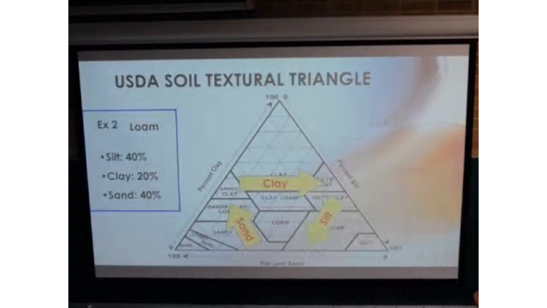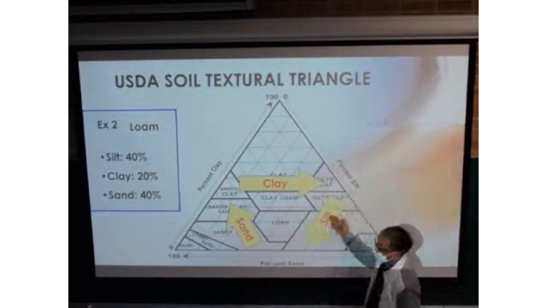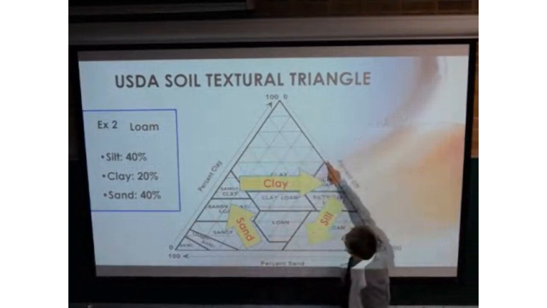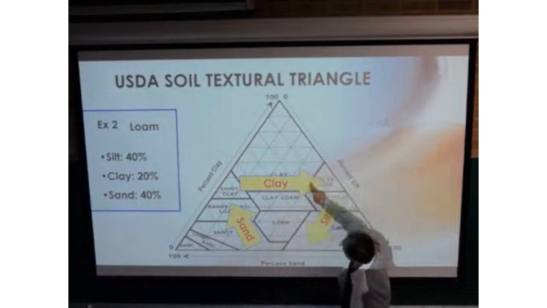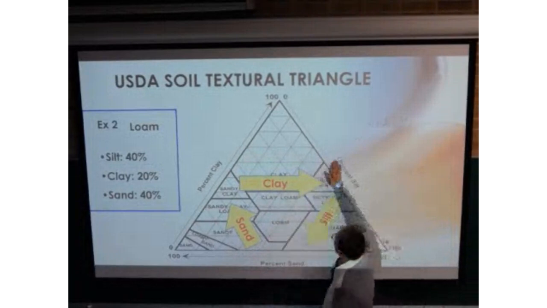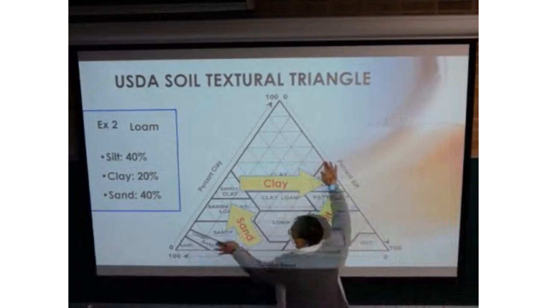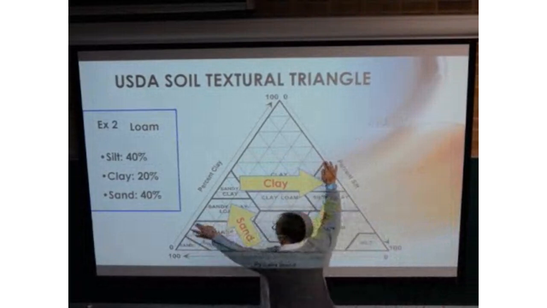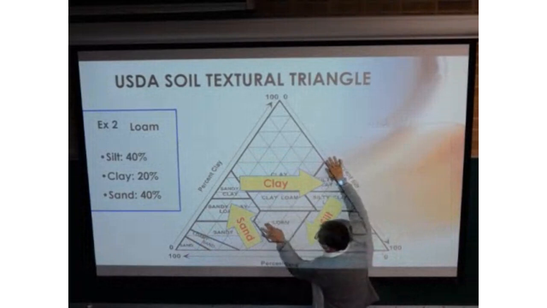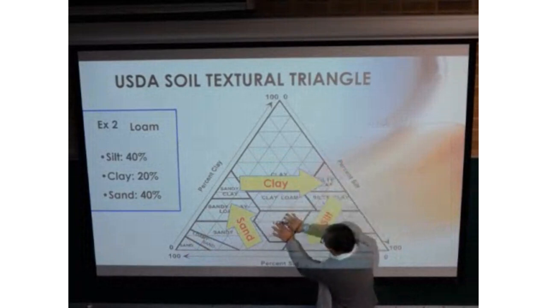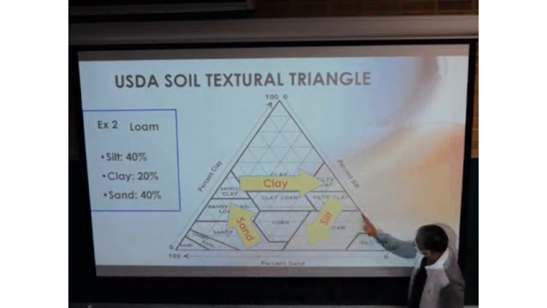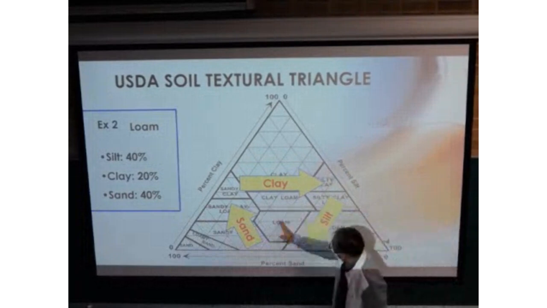Okay, so based on that information, silt, in this line, 0, 10, 20, 30, 40. This line and this line. Please remember this line: clay 20%, 0%, 10%, 40%. This one is 40% silt, 20% clay. So it should be in here. Sand is 40%. 0, 10, 20, 30, 40.